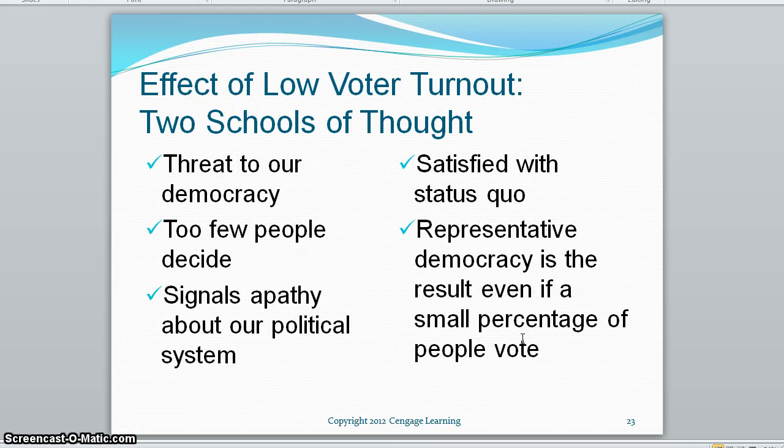Here are some of the effects of low voter turnout. There are actually two schools of thought. One school of thought: low voter turnout is a threat to democracy. Too few people decide an election. It signals apathy about our political system. But another school of thought: people are satisfied with the status quo, and representative democracy is the result, even if a small percentage of people vote.